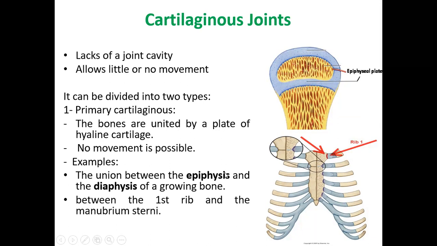So the union between the epiphysis and diaphysis of a growing bone, in the case of children, is a cartilaginous joint. In between there is a cartilaginous joint. Another example is between the first rib and the manubrium sterni. This is the first rib here and the manubrium sterni. This is also a primary cartilaginous joint.